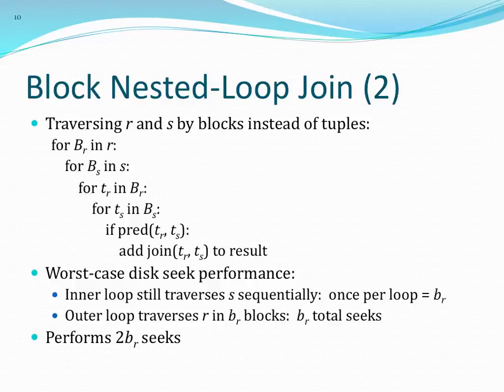Seeks: the inner loop traverses S sequentially, so once per loop. This is worst case, so we only have one block of S and one block of R in memory. We can't store any more than that. So we have to scan S sequentially, but now we're not doing it once per tuple, we're doing it once per block. So it's B sub R, and then the outer loop traverses R in B sub R blocks. We have to keep going and getting the next block of R because we keep scanning S, so we get B sub R total seeks. That part didn't change. So the total number of seeks with block nested loop join, worst case, is better.